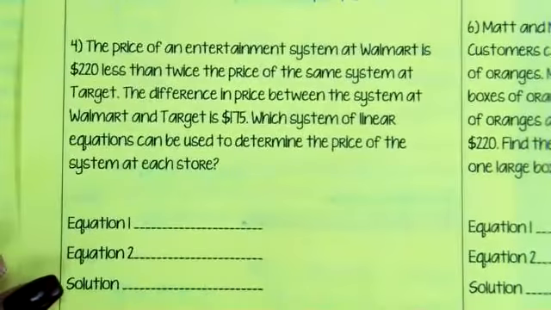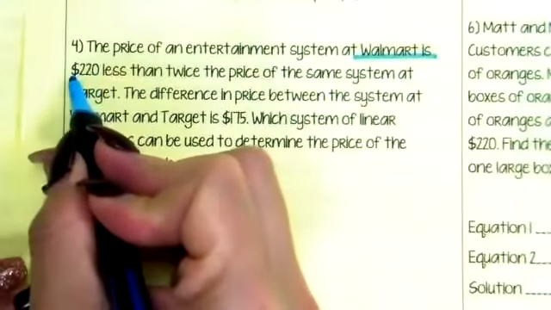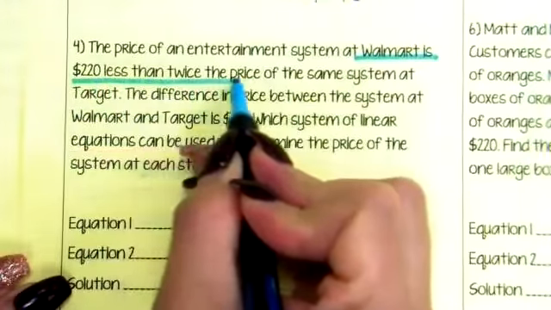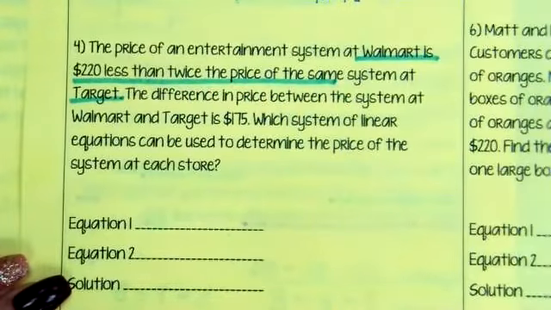Number 4. The price of an entertainment system at Walmart is $220 less than twice the price of the same system at Target. The difference in price between the system at Walmart and Target is $175. Which system of linear equations can be used to determine the price of the system at each store? It says the price of the entertainment system at Walmart is $220 less than twice the price of the system at Target. That's my first equation.